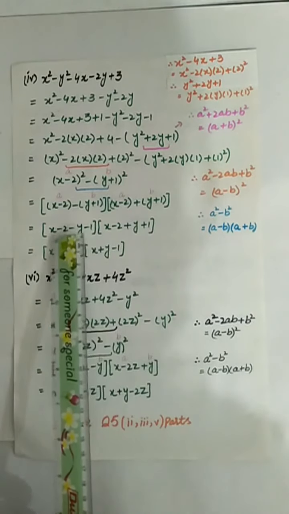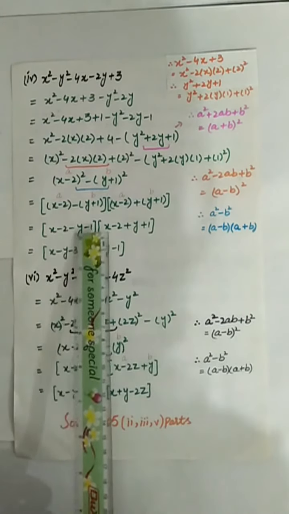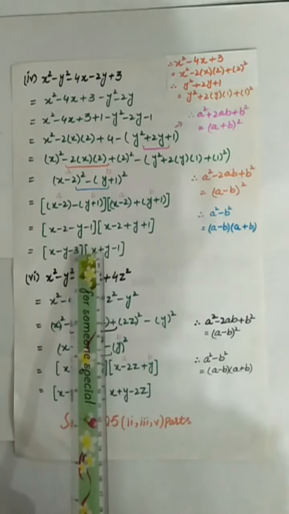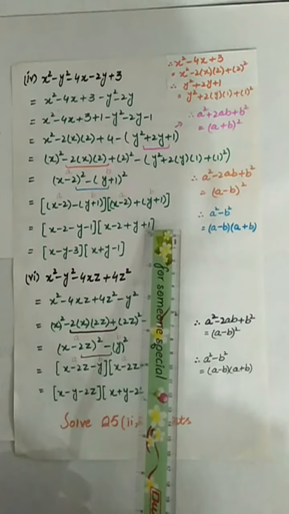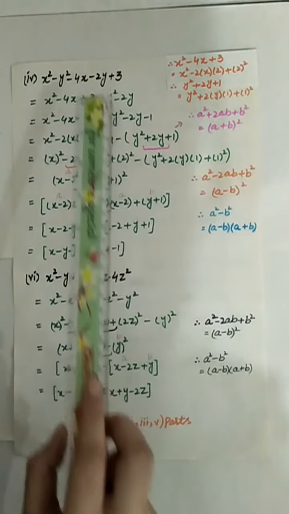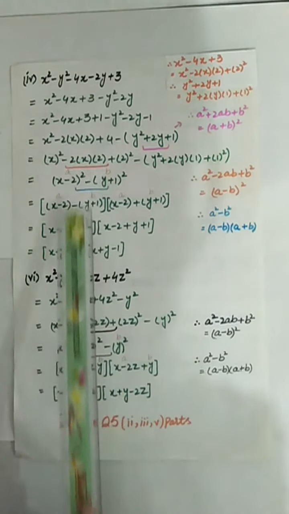Now by solving this, we will write the final answer as x minus y minus 2 minus 1 minus 3, x plus y minus 2 plus 1 is minus 1. This is the final answer of the fourth part of question number 5.